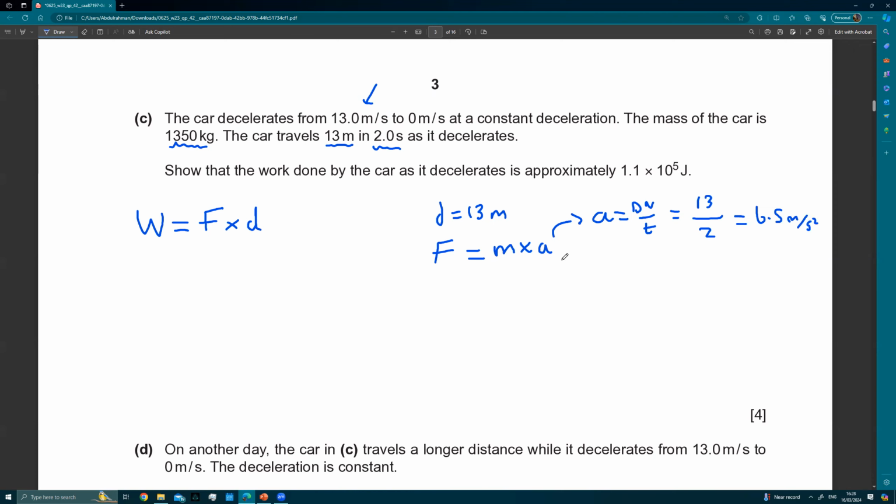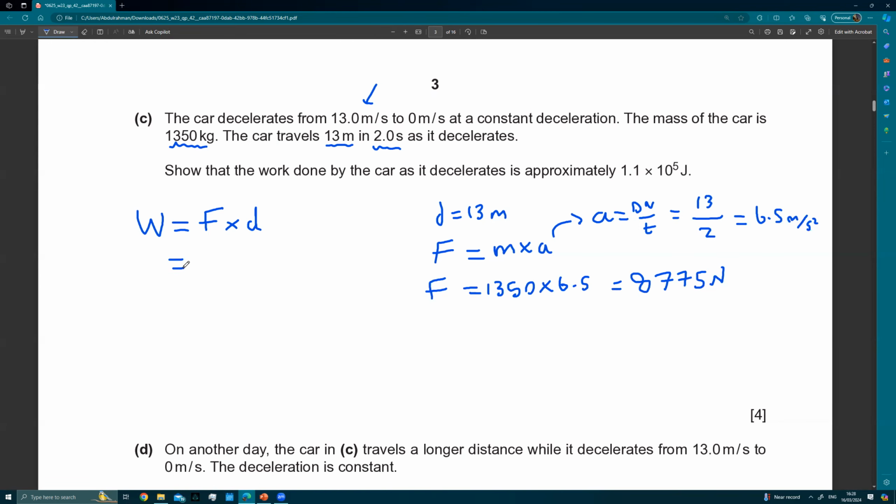All right, so now we know the acceleration. We also know the mass. We could work out the force. We could say the force is the mass, which is 1350, times the acceleration, which is 6.5. This gives me 8775 newtons. So now we know the force and we know the distance.